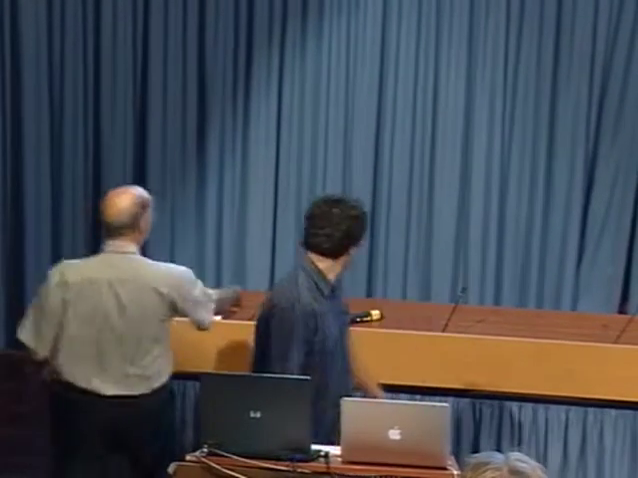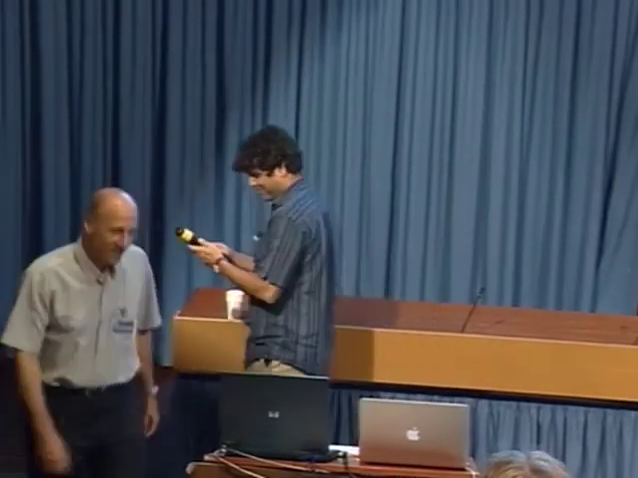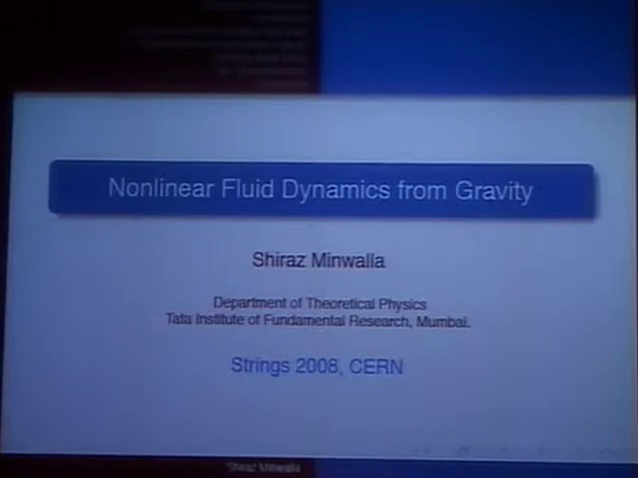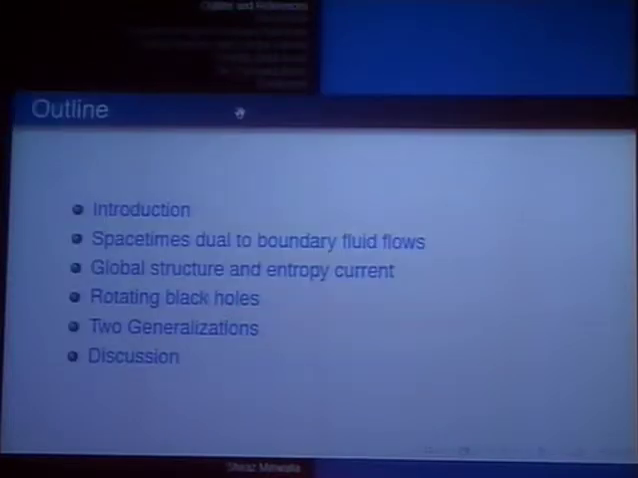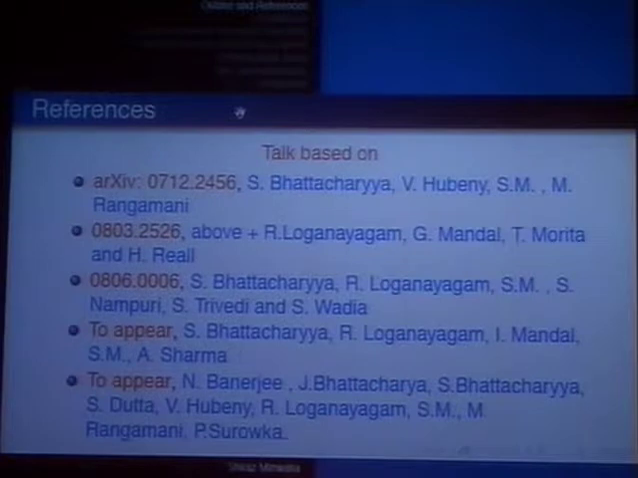Okay, so my talk today is titled Nonlinear Fluid Dynamics from Gravity, and this is an outline of my talk. The outline will follow us through the talk, so I won't read out all the elements in the outline. My talk today is based on 3 papers that I've written with various collaborators and 2 projects in progress with several other collaborators soon to appear.